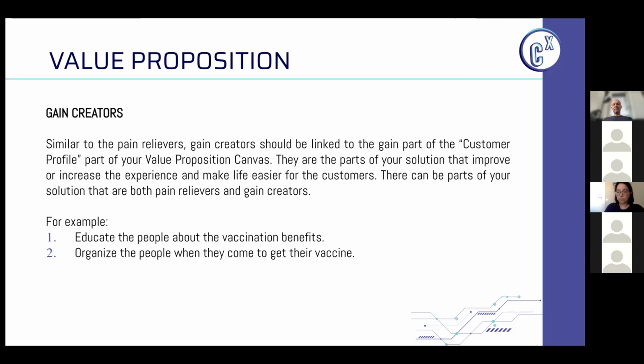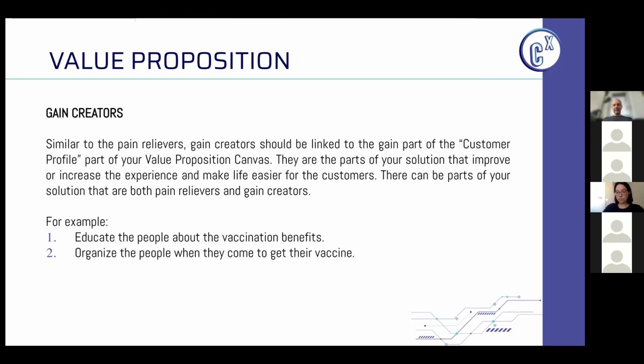So when it comes to a vaccination center, the gain creators could be, for example, educating people about the vaccination benefits and the side effects, organizing people when they come to get their vaccine, and similar.